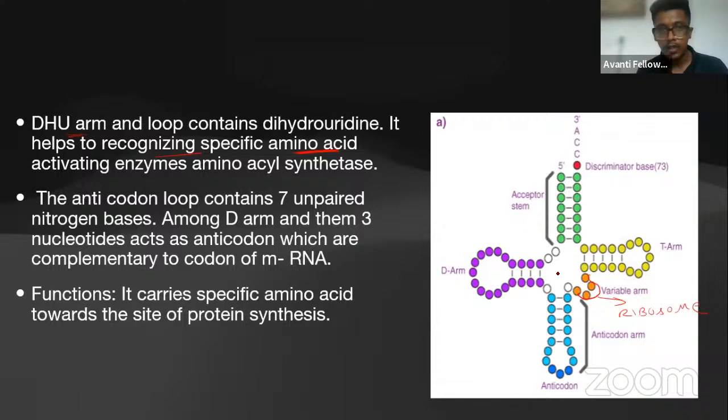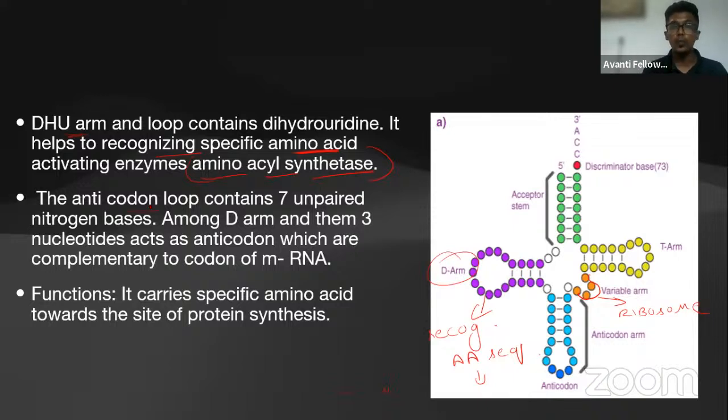Let me write it here. So this one, what will it do? Recognition of amino acid sequence. And it also helps in activation of aminoacyl tRNA synthetase. Here it is, guys. Aminoacyl tRNA synthetase, so this is an enzyme. This particular arm is responsible for bringing a particular amino acid. So if I want a particular amino acid, this arm is the one that helps in recognition.